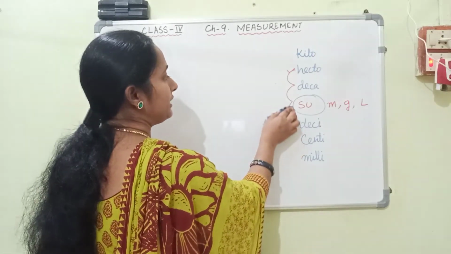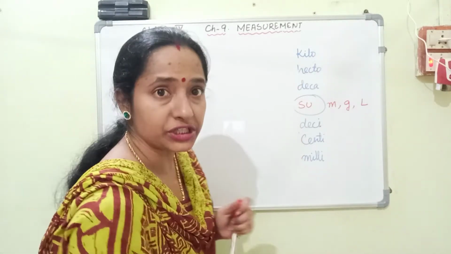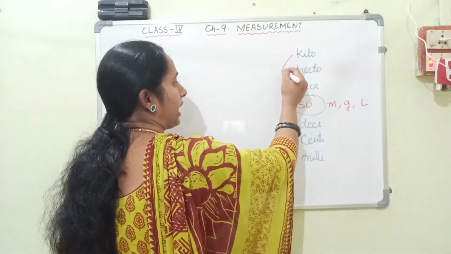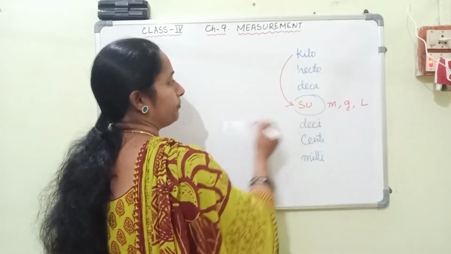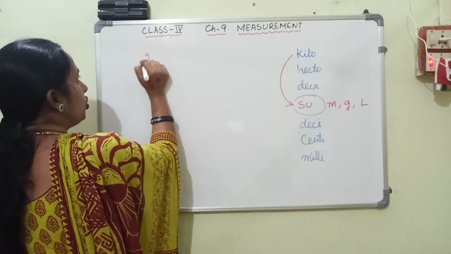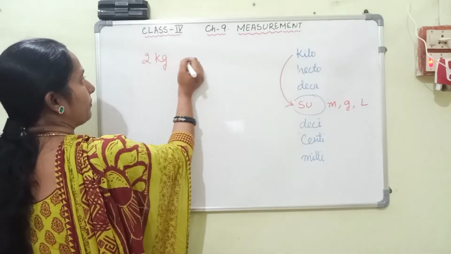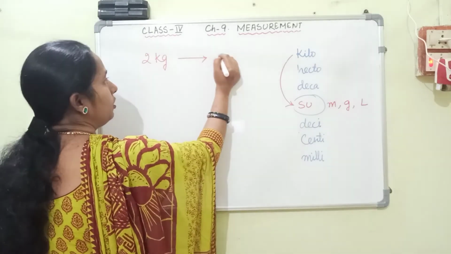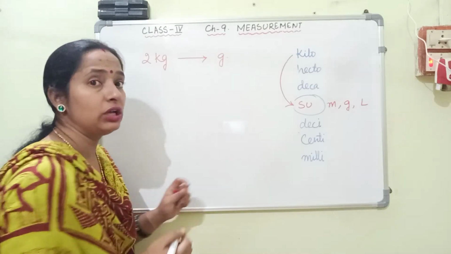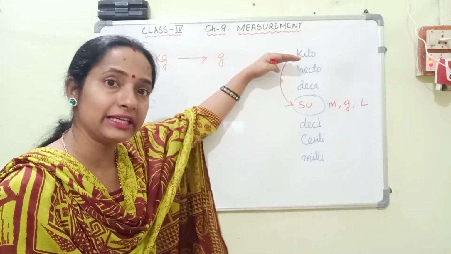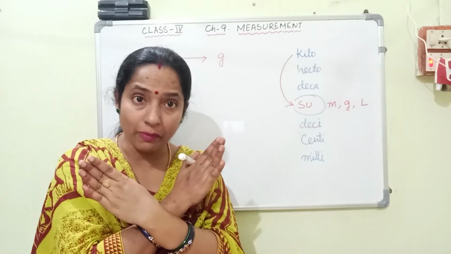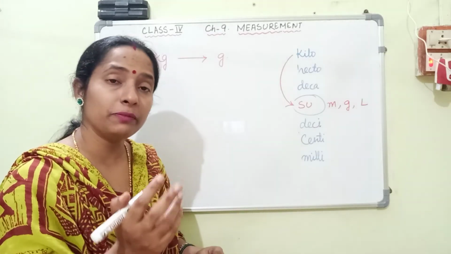Now similarly, let us do one more conversion. Suppose I want to convert from kilogram to gram. Suppose I have 2 kilograms and I want to convert it into grams. So again the case is a greater unit to smaller unit conversion. So what do I have to do? I have to multiply.